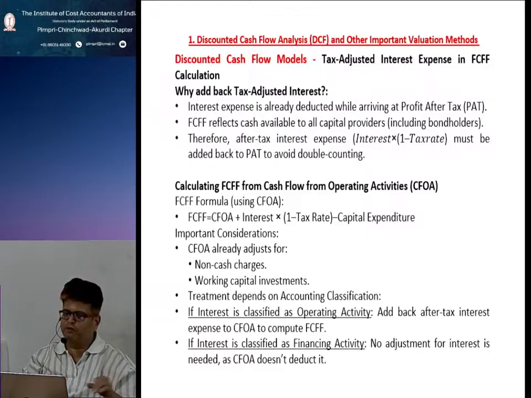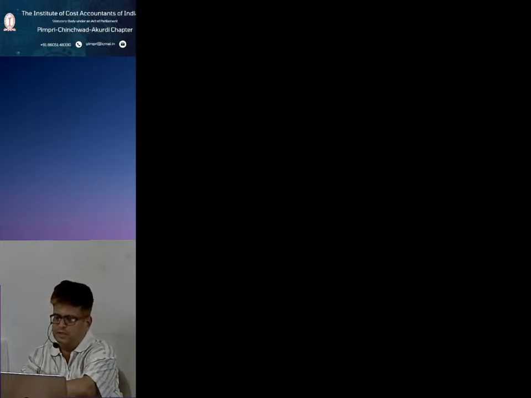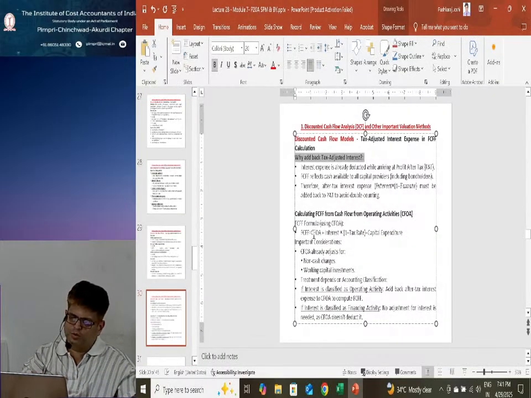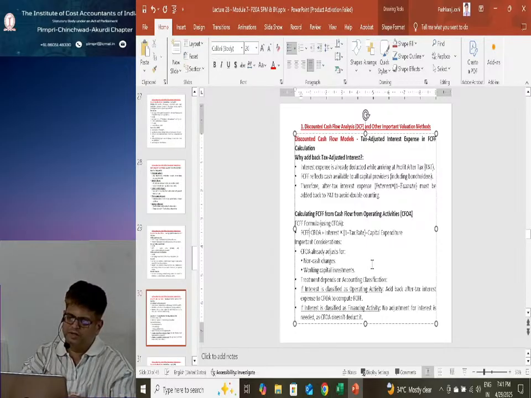Calculating FCFF from cash flow from operating activities, that is CFOA. The FCFF formula using CFOA is FCFF is equal to CFOA plus interest into 1 minus tax rate minus capital expenditure. So these are the formulas typically to be used for calculation of FCFF. So we are going through one variant of free cash flow and understanding the free cash flow to firm.